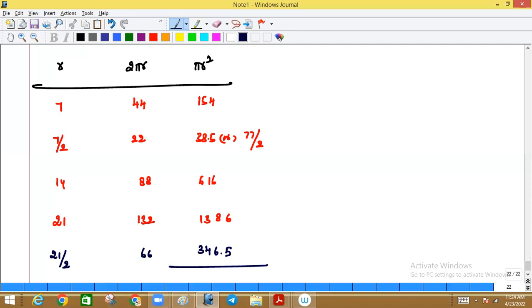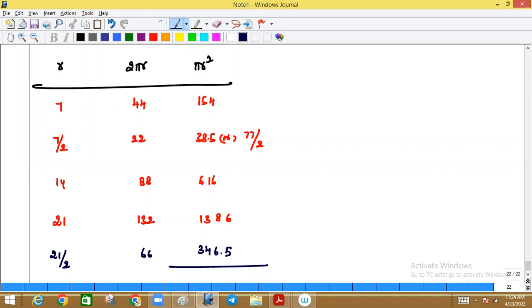You need to know perimeters and areas. What does the area become? 154. If your radius is double, if radius becomes 14, area becomes 616. If radius is half, area becomes 38.5. Understood? If radius is tripled, 21, area becomes 9 times, that is 1386. If radius becomes 1.5 times, perimeter also becomes 1.5 times, that is 66, but area becomes 2.25 times, that is 346.5.